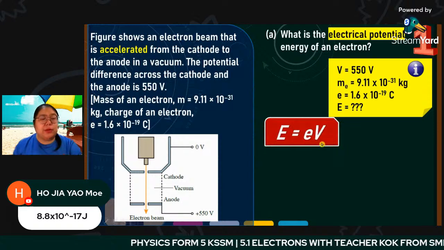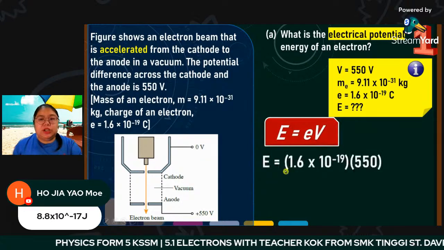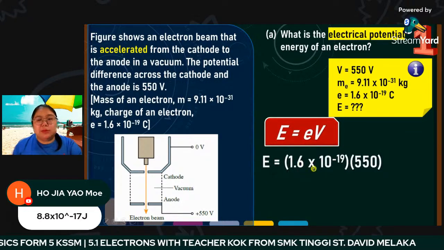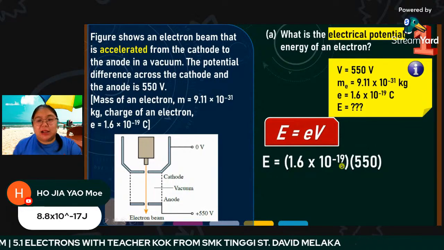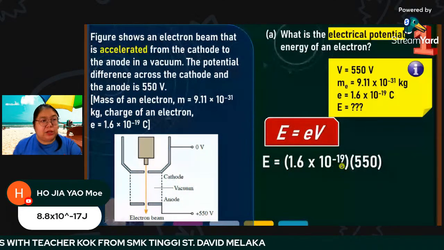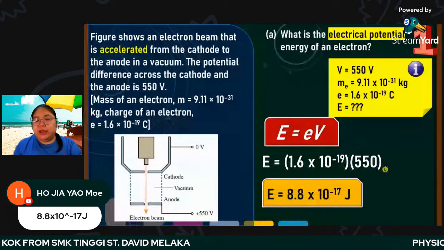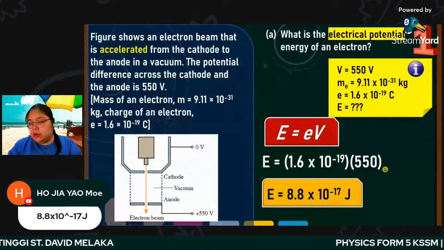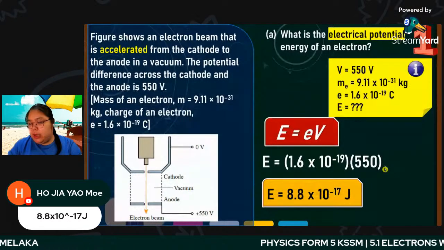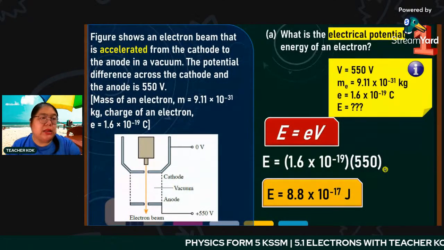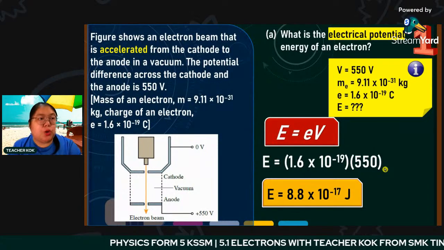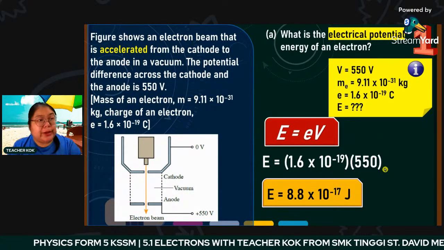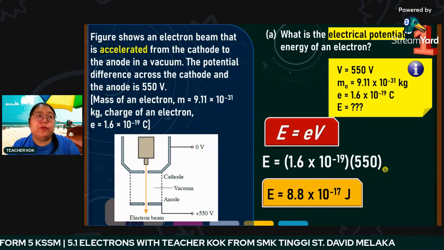So we go to show. Using this formula, just apply 1.6 times 10 to the power of negative 19, that's the electron charge, multiplied by the potential difference. So from here we get it. Trish is also correct: 8.8 times 10 to the power of negative 17 joule. This should be the answer. We only have two formulas.